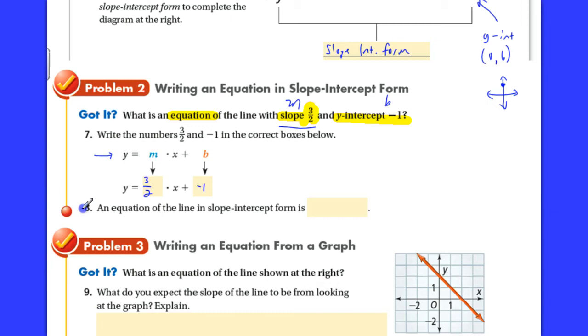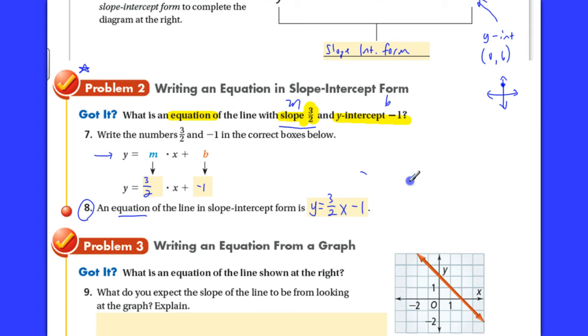So the equation of the line, here's the answer to this question. The equation of the line in slope-intercept form is y equals 3 over 2x. You can say plus -1, or you could say -1, which is the same thing. That is slope-intercept form. This is a big deal that you can do that. Now, it's pretty simple at the beginning because they're just going to give you the slope, the intercept, and you're going to plug it in.